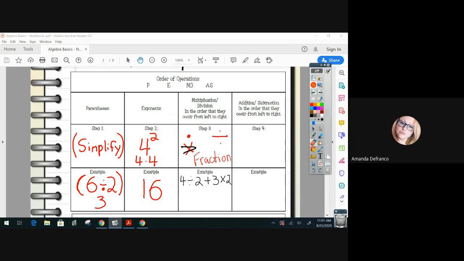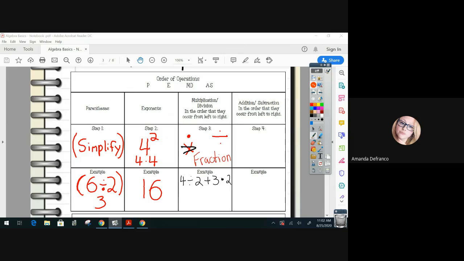I'm going to keep the multiplication, I'm going to make the dot. At this point, I don't want you to get confused, but remember the dot means multiply, okay? So what would we do first? We're working from left to right.